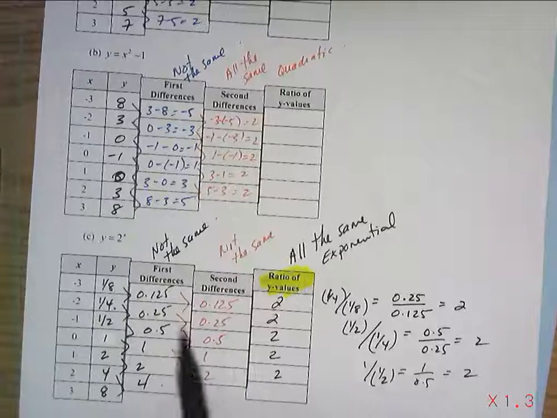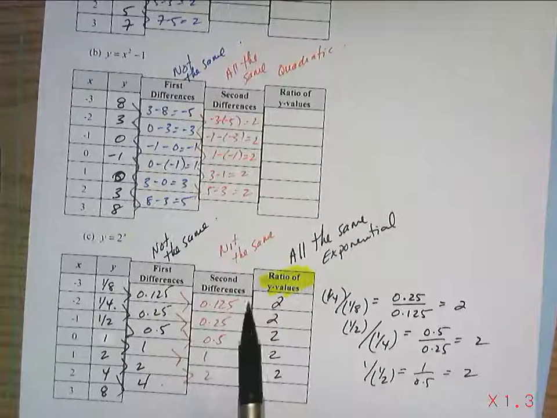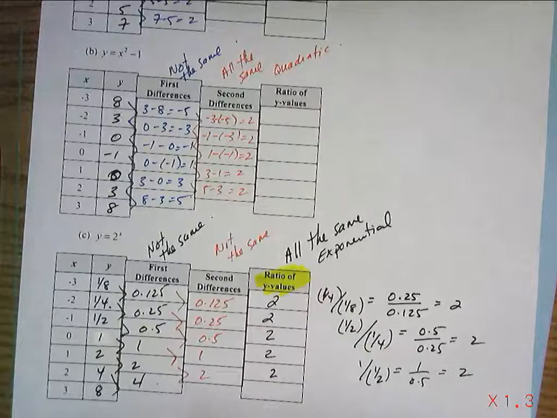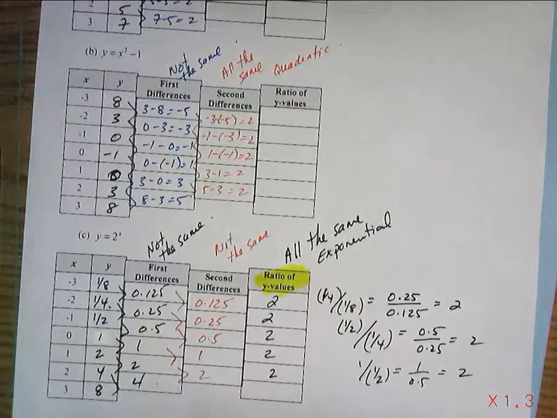So once again, you got to go through the first finite differences, the second finite differences to make sure it's not linear, make sure it's not quadratic, and then you check the ratio, and then you're looking at an exponential function.